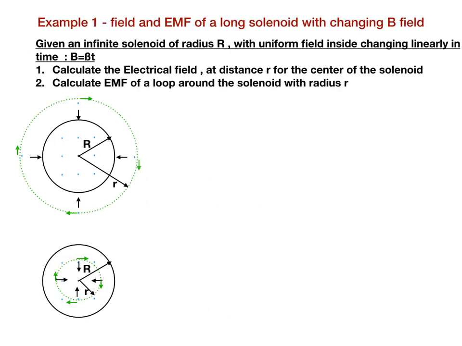Let's use what we learned to solve some examples. The first example is a magnetic field which is changing in time but at a constant rate. So B is equal to some constant beta times the time t. We want to calculate the electrical field at some distance small r from the center of the solenoid. We want to calculate also the electromotive force induced on the loop going around the solenoid at some radius.